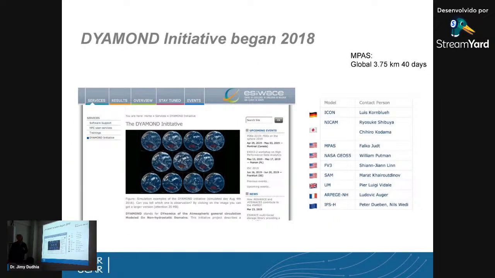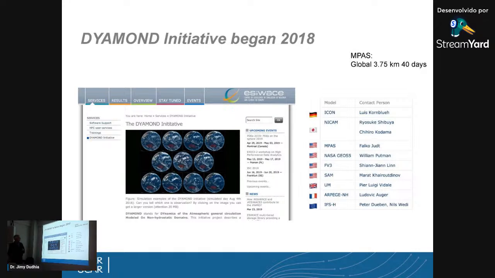Another initiative where MPAS is taking part is called Diamond, which is an international initiative with, I think, led by the German group, Max Planck, but also Japanese and American and British and French, and the European Centre participants. And these are just multiple global models being run at cloud scale. So in the MPAS example, it's being run at 3.75 kilometers, and they're all run for 40 days with the same initial conditions to compare them. So it's a comparison project. And they've done a second one now since then, which is a winter period. But this is 40 days in the northern summer.